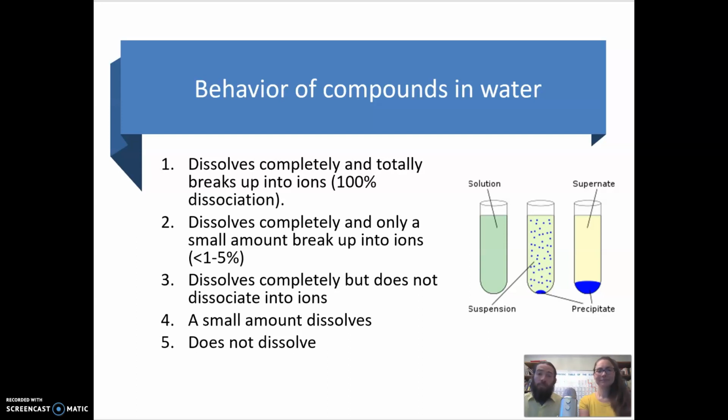Scenario four, a small amount dissolves. Last scenario, nothing dissolves, doesn't dissolve at all. Right. So number 5 we call insoluble. Number 4 we'd call maybe slightly soluble. And then the first 3 cover what happens if it dissolves. It's soluble, but it may or may not break apart into ions. So we have 2 different words here: dissolution, dissolving, and dissociation, which is breaking apart into the ions.